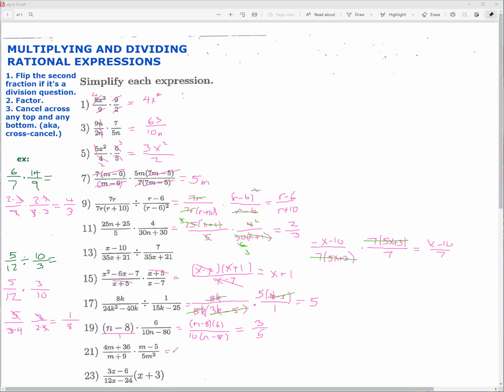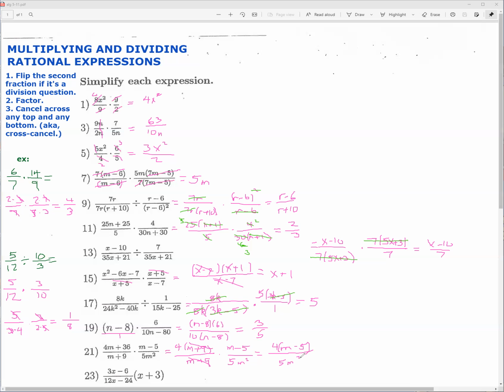And then 4 times m plus 9 over an m plus 9, which is obviously going to cancel, times m minus 5 over 5m squared. I don't see anything there that we can factor or cancel, but the m plus 9s will drop out. So we've got 4m minus 5, parentheses, or 4m minus 20 if you prefer, over 5m squared.